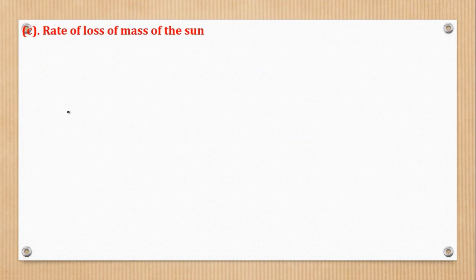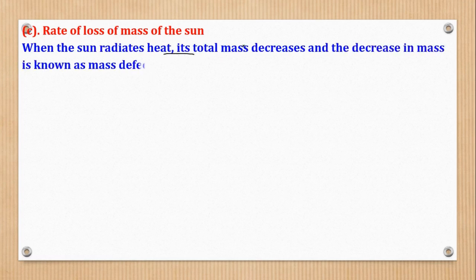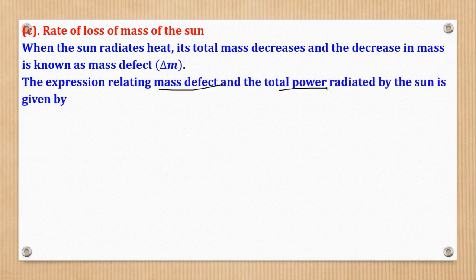So that was energy intensity. Another formula we need is the one for the rate of loss of mass of the Sun. When the Sun radiates heat, its total mass decreases, and the decrease in mass is known as the mass defect, which is delta M. So the expression relating mass defect and the total power radiated by the Sun is given by this: PS is equal to mass defect times the speed of light in vacuum squared.